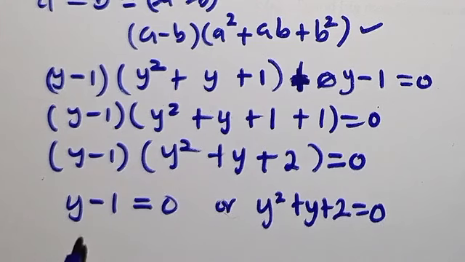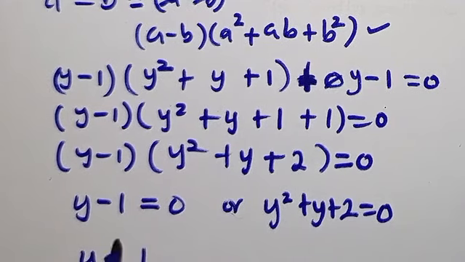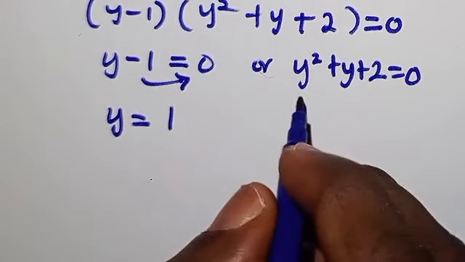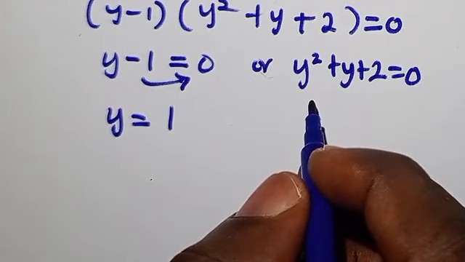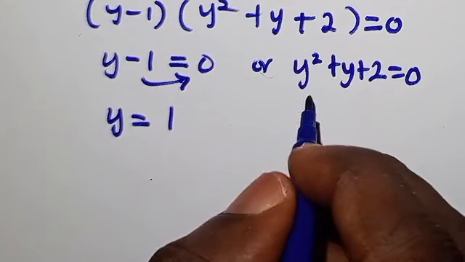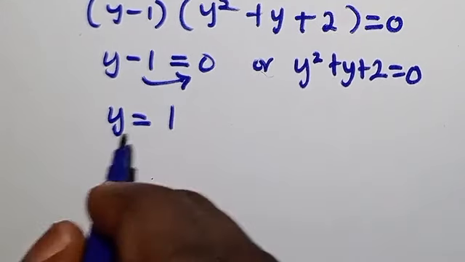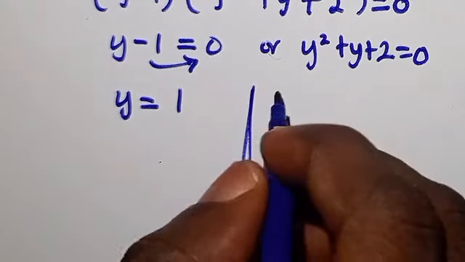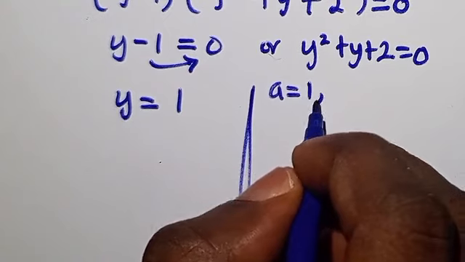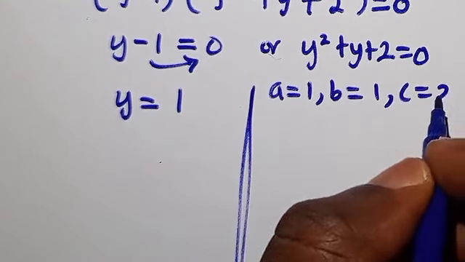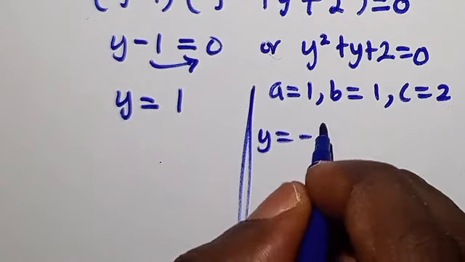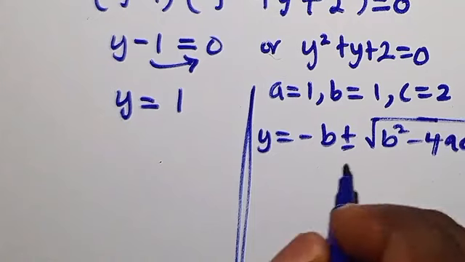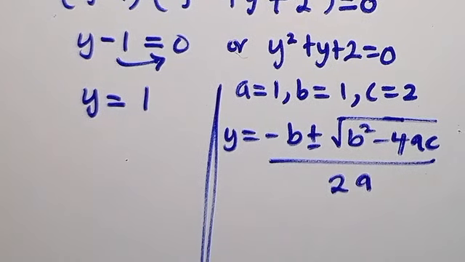Now from here, you can see that y is going to be 1 by transposing this to the right hand side. Okay, y should be 1. Then here, we're going to use the quadratic formula in finding the value of y. So we're going to have a equals 1, b equals 1, c equals 2. So we have y equals minus b plus or minus the square root of b squared minus 4ac, all over 2a, right?